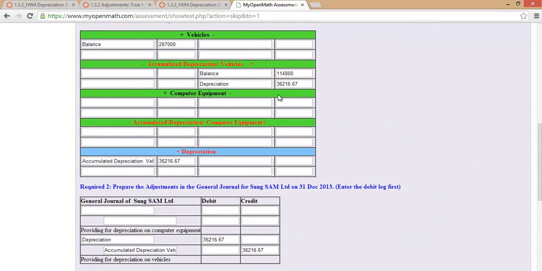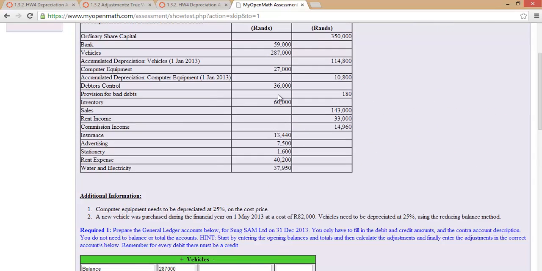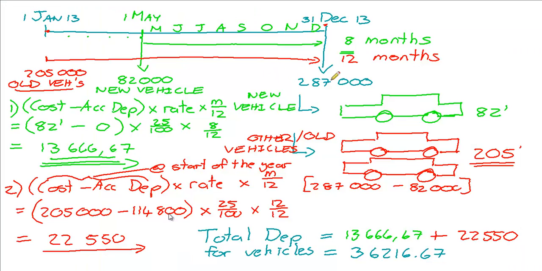I didn't do the computers in this example. Remember, I only wanted to focus on the vehicles because there was a new vehicle that was purchased, and we had to know that the 287,000 Rand balance that was given in my pre-adjustment trial balance already included this 82,000 Rand. That was the amount of the new vehicle. So 287,000 Rand minus the 82,000 Rand gave me the 205,000 Rand, which was the cost of my other vehicles. So this was the important figure that we had to calculate. My vehicles are split between new vehicle and other vehicle. Brilliant.